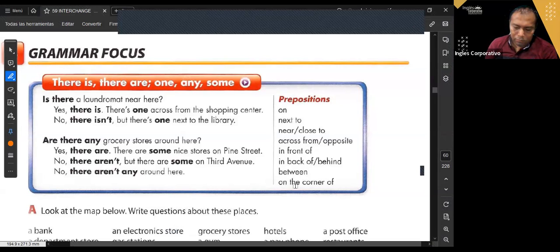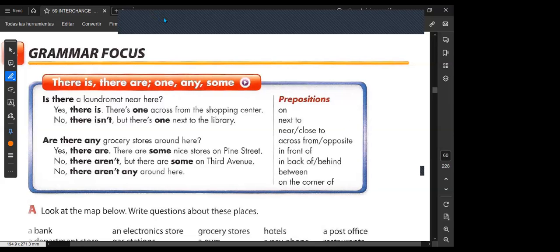Are there any grocery stores around here? Yes, there are. There are some nice stores on Pine Street. No, there aren't, but there are some on 3rd Avenue. No, there aren't any around here.